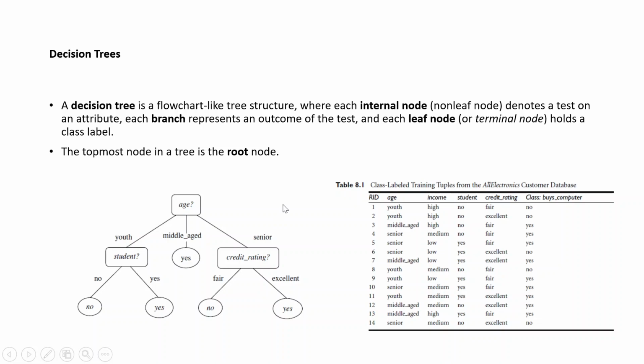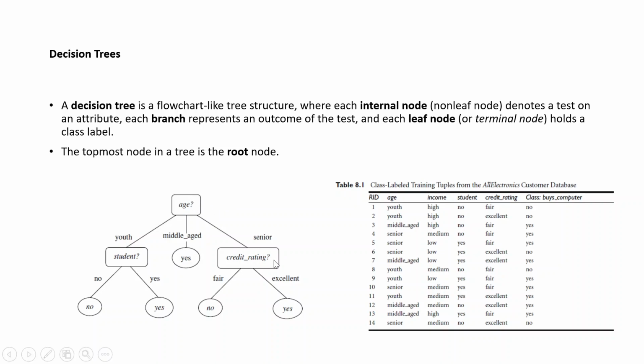Now, if it is maybe one of you, then age may belong to youth. And the next question is, are you a student? If you are a student, you are more likely to buy a computer. So if you are young and a student, then you are likely to buy a computer. But if you are young and not a student, you are not likely to buy a computer. So these are the different classes. The classes are either you buy a computer or you do not buy a computer.